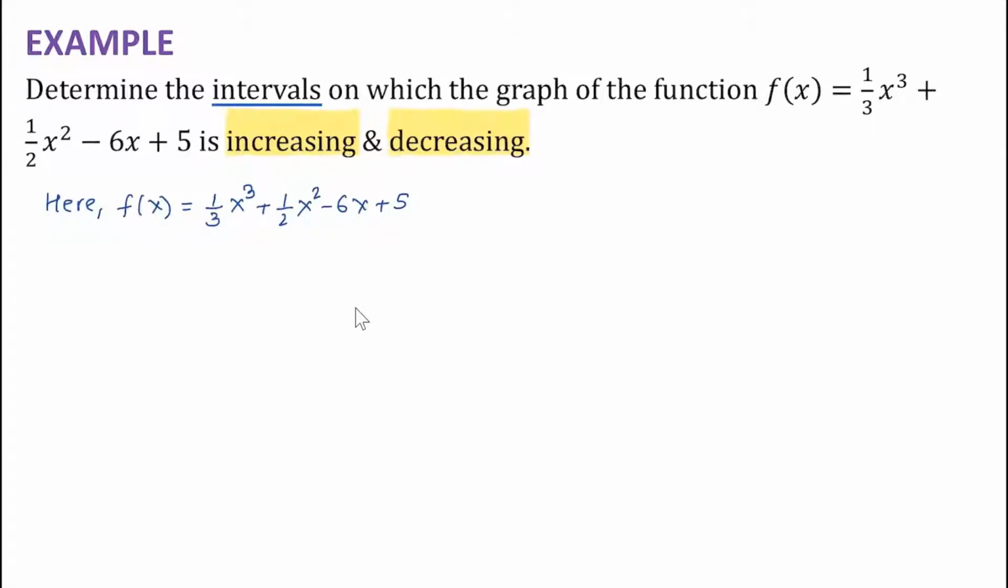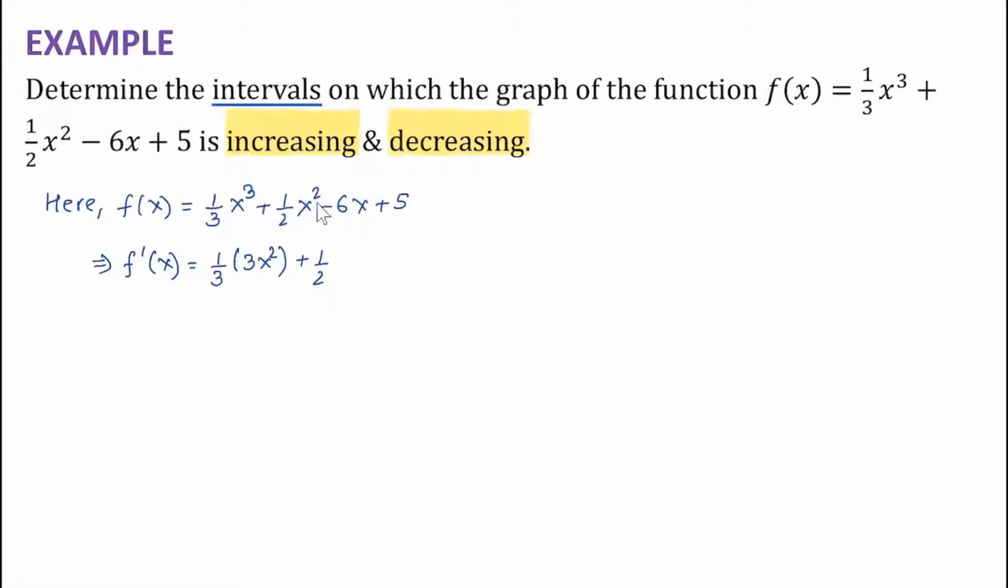Now, if I want to find the first derivative, we write f prime x, that is equal to 1/3 is a constant. We'll keep as it is. In order to find the derivative of x cubed, we use the power rule. So 3 will come down and we decrease the power by 1. So 3x squared. Again, half is a constant. So constant multiple, we'll keep that half there.